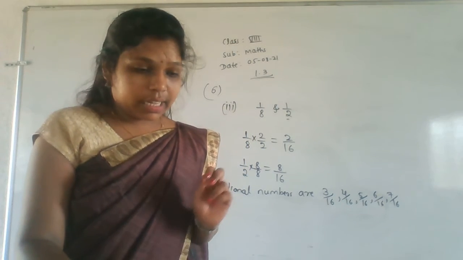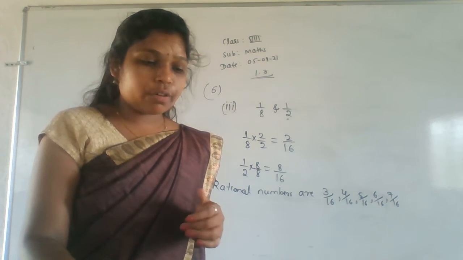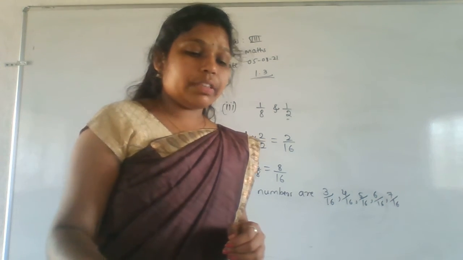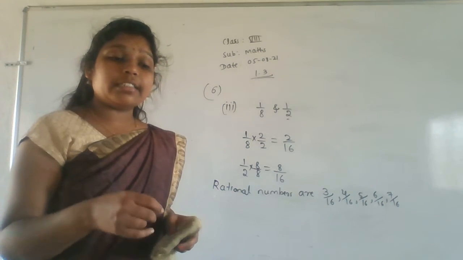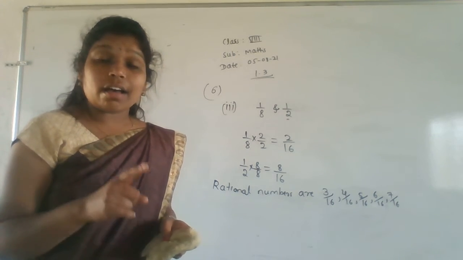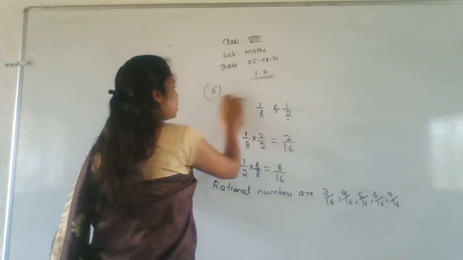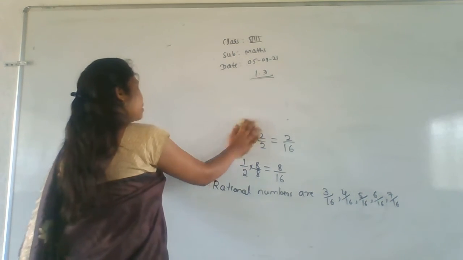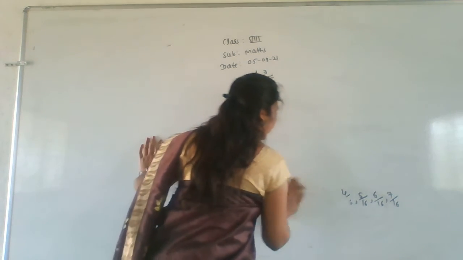Getting everyone? Yes. So now sixth main is finished. Now we'll go for the seventh main. Start with the seventh main. Find the rational numbers between 13 by 16 and 18 by 16 using the mean method. Mean method means whenever they give two numbers, we have to add those two numbers and divide by 2. That is called the mean method.